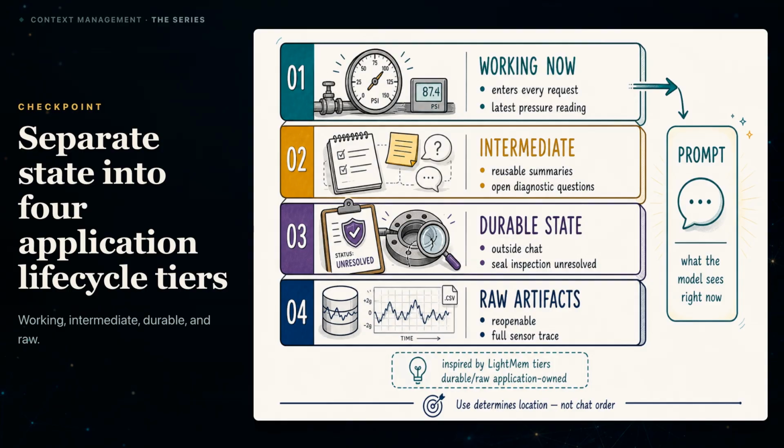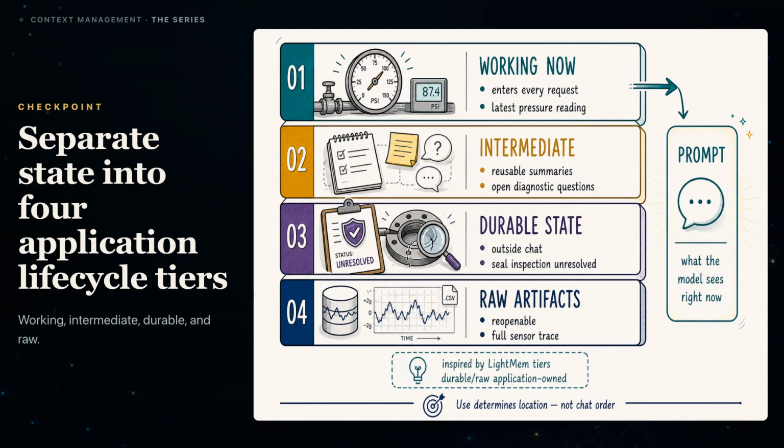Organize application state into 4 lifecycle tiers, based on when each item is needed and how expensive it is to reconstruct. Working state enters the current request. Intermediate notes support the next few steps. Durable state records business facts and unresolved commitments. Raw artifacts remain outside until the system needs to reopen them.